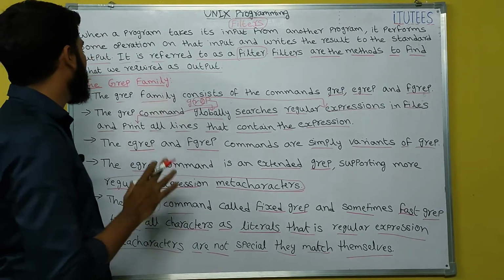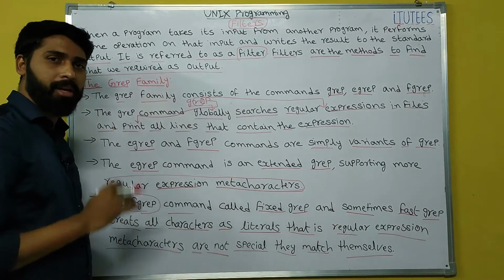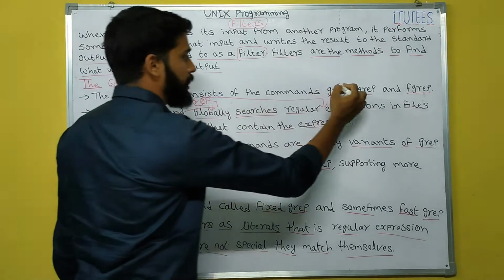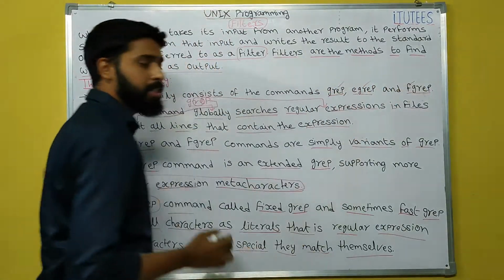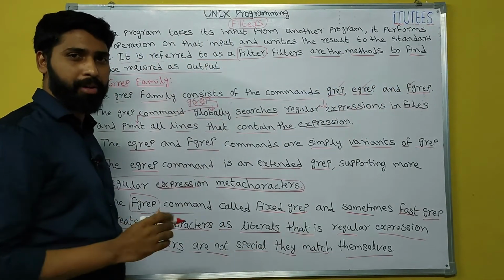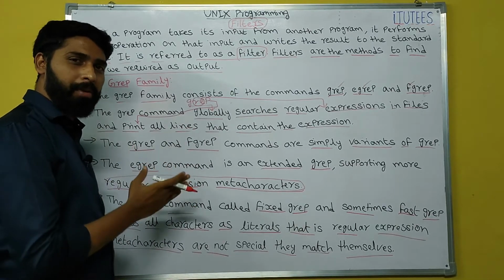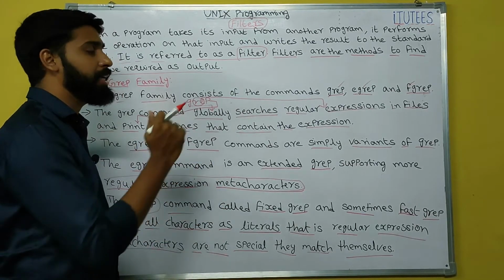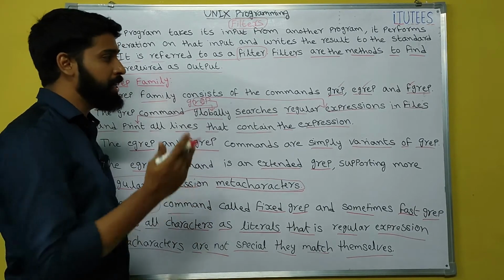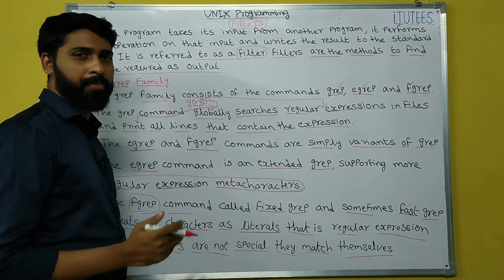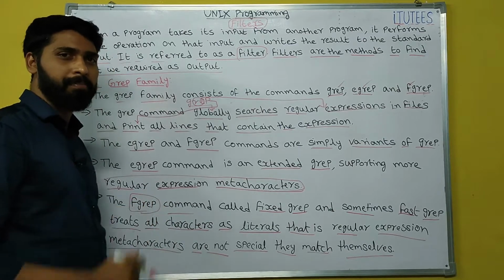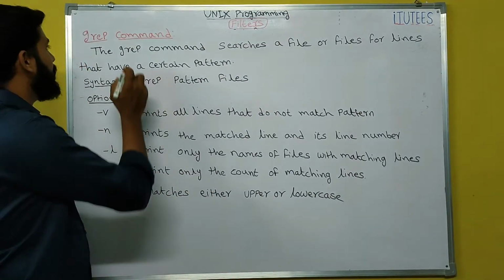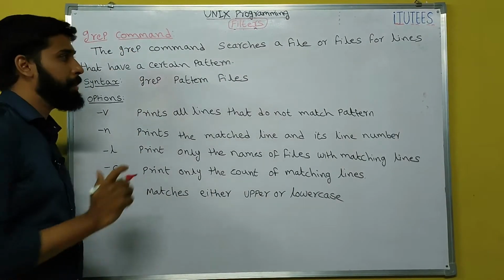Okay, so now we can see, what is the Grep family? The Grep family consists of 3 commands: Grep, Egrep, and Fgrep. Grep means globally search for a regular expression and print. Egrep means extended Grep. Fgrep means fast Grep, or what we also call fixed Grep. So now we see the Grep command. What is the purpose of the Grep command?